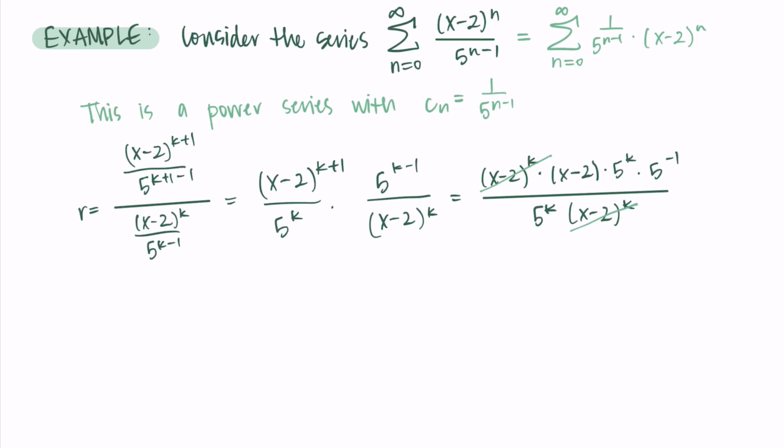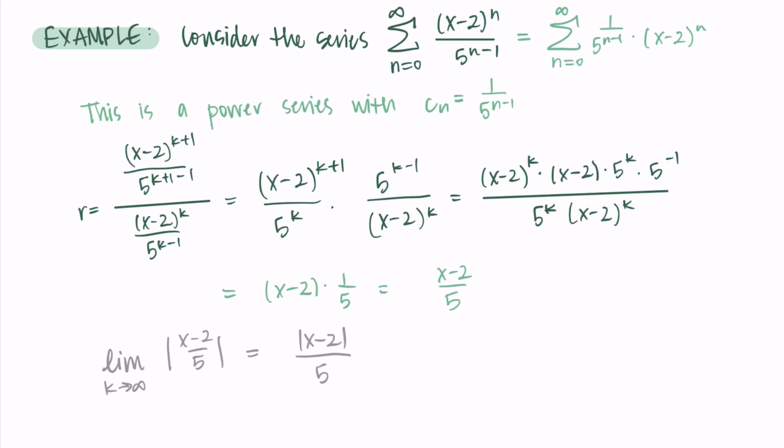So I'm seeing that the (x minus 2)^k's cancel and the 5^k's cancel. So I'm just left with x minus 2 times 5 to the negative 1. That 5 to the negative 1 is 1/5. And so I'm getting (x minus 2) over 5. Now, this is my R value, my ratio of subsequent terms, and I want to know what happens to this ratio as k approaches infinity. So here we actually got rid of all of the k values, so we don't have a limit anymore. We're just looking at the absolute value of (x minus 2) over 5, and we want to know where that's less than 1. I'm going to take off the absolute value on the 5 since 5 is already positive.